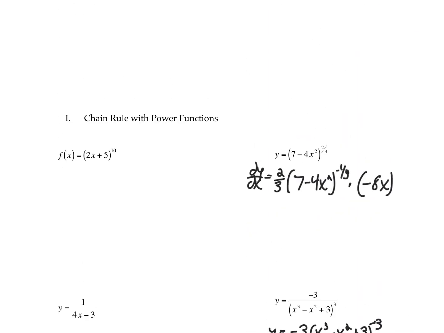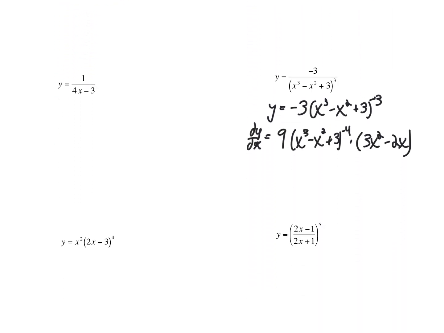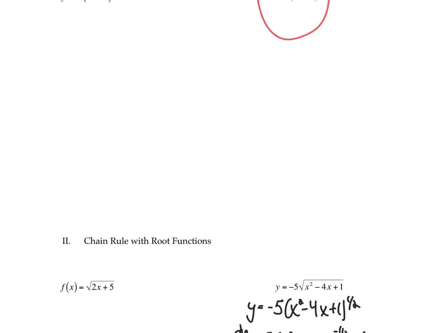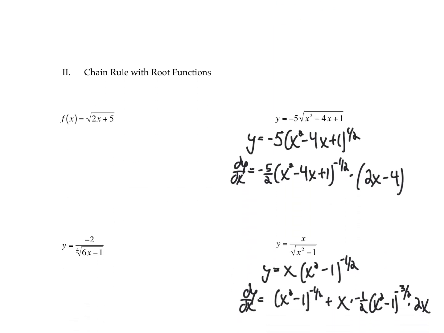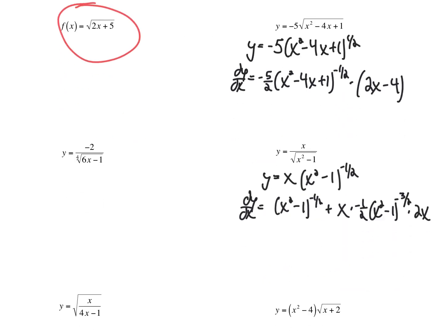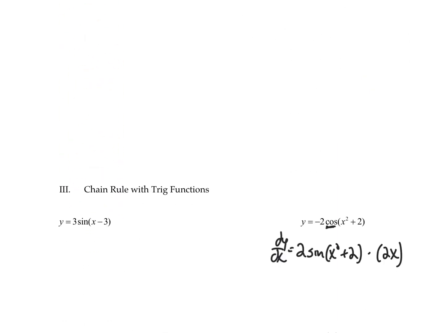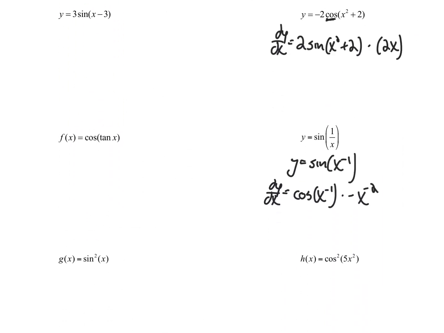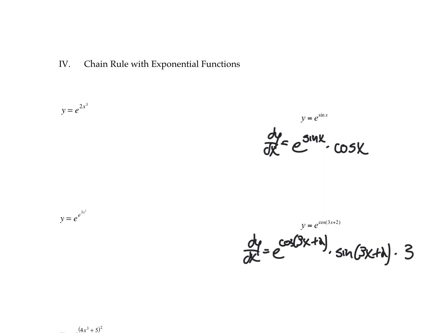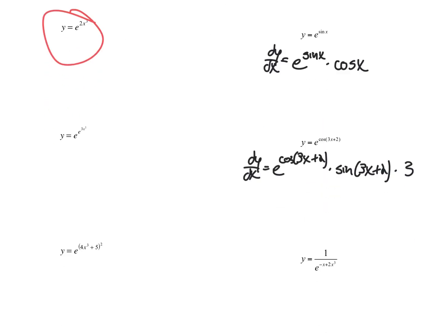So let's do this. Let's do that guy. We'll do an easy one, and then we'll do a little bit of a harder one. So those two from the first section. From section 2, we'll do an easy one, and we'll do a harder one. From the third section, let's do a couple harder ones. Let's do cos of tan and cos squared 5x squared. From the fourth section, let's do an easier one. Let's do that guy, and let's do that guy.